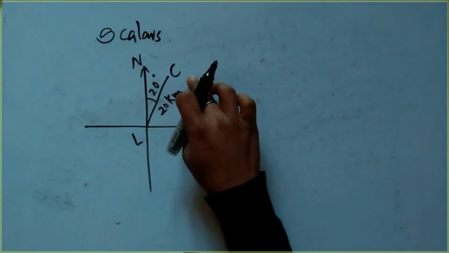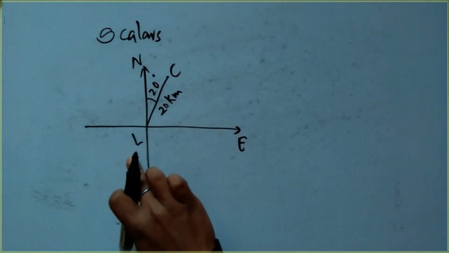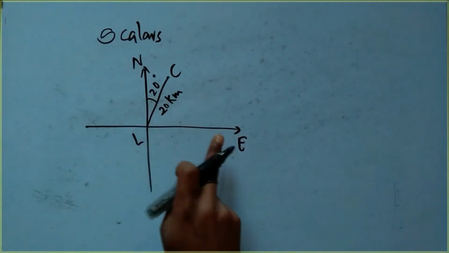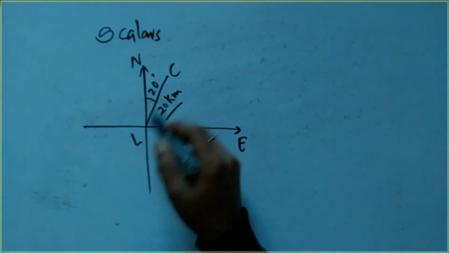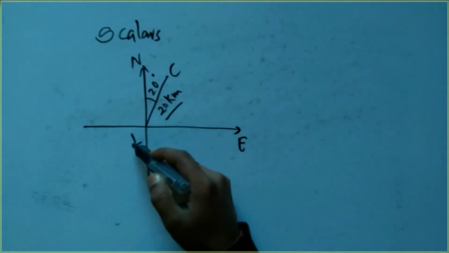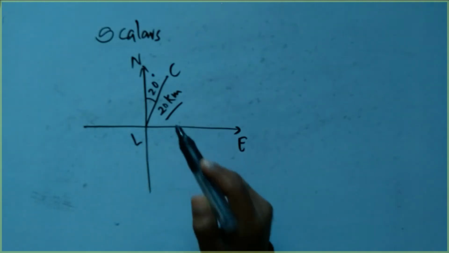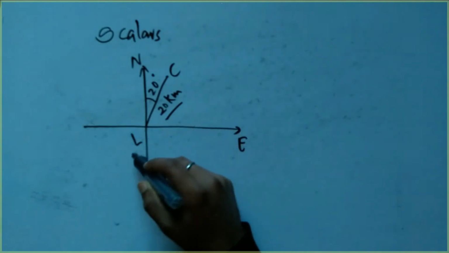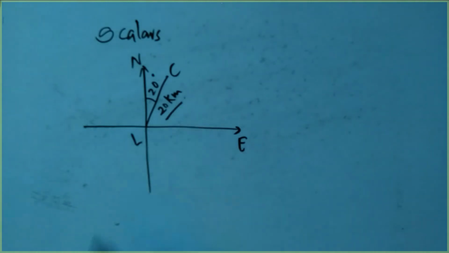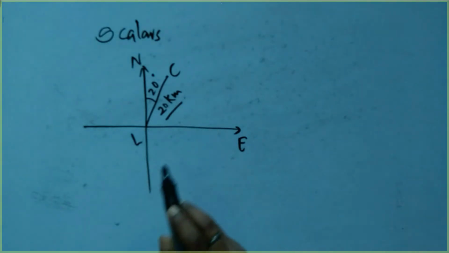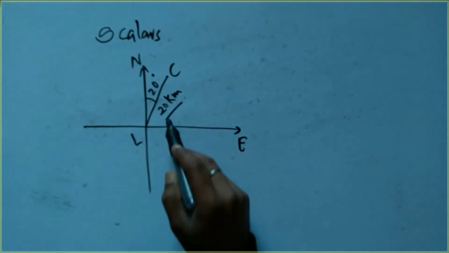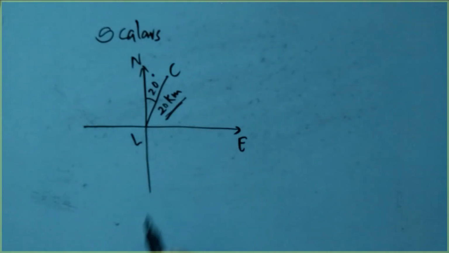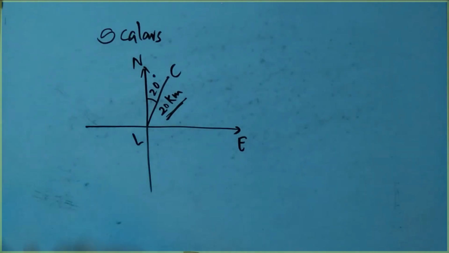Cambridge University is about 20 kilometers from London, 20 degrees east of north. If a person travels from London to Cambridge or from Cambridge to London, no matter what the direction may be, the distance between London and Cambridge is always 20 kilometers. So here, in order to describe distance, we need only magnitude. So distance is a scalar quantity.